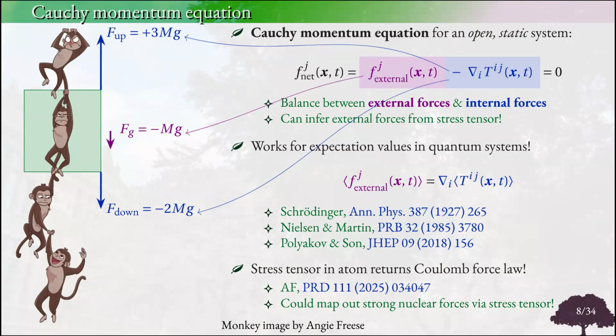Just last year, I put out a paper showing that if you look at the hydrogen atom from the perspective of the Cauchy momentum equation, you can infer the Coulomb force law from the stress tensor. So if we didn't already know that you had an inverse square law for electrostatic attraction, you could figure it out by looking at the stress tensor of the hydrogen atom. It would be very exciting to do something analogous for hadrons and perhaps get the average QCD force felt by quarks in the proton.